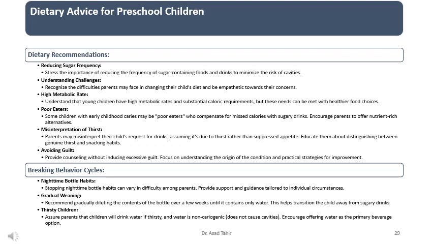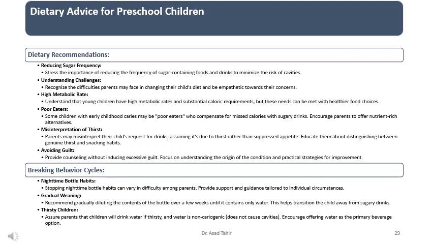High metabolic rate. Understand that young children have high metabolic rates and substantial caloric requirements, but these needs can be met with healthier food choices. Poor eaters. Some children with early childhood caries may be poor eaters who compensate for missed calories with sugary drinks. Encourage parents to offer nutrient-rich alternatives.